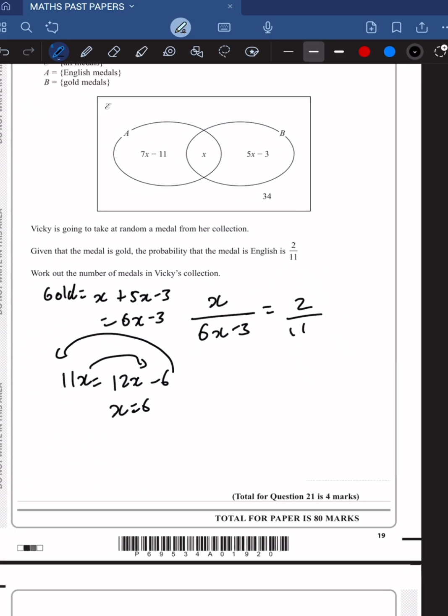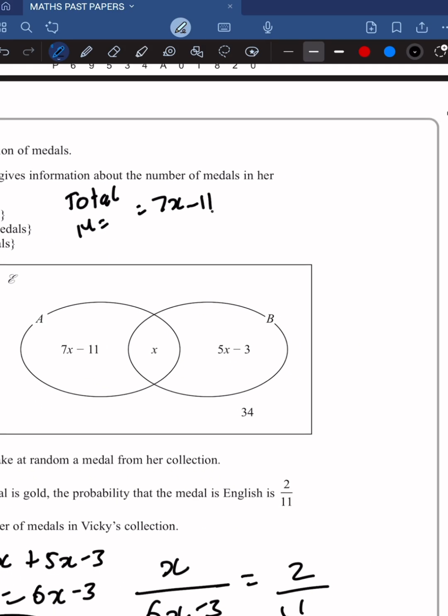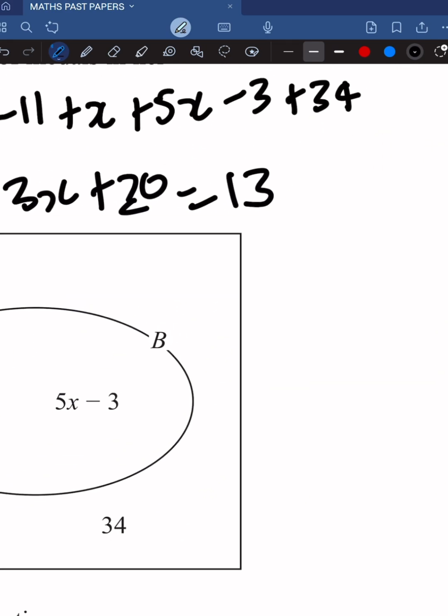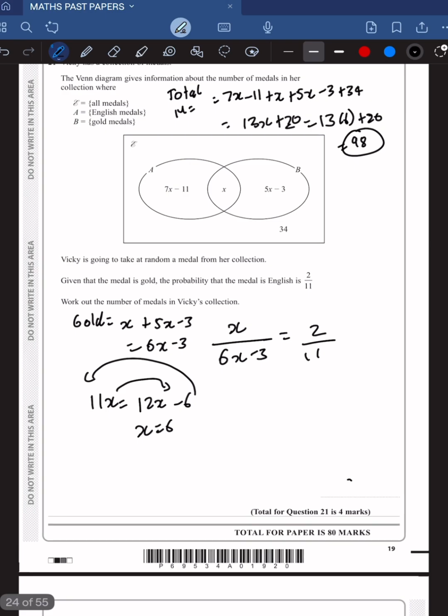Let's see the total now in terms of x. The total medals is 7x minus 11 plus x plus 5x minus 3 plus 34. Okay, now I'm going to use a calculator, just in case. Okay, never mind, I'm not. 13x minus 14 plus 34 is, of course, going to be plus 20. Now I know x is going to be 6. 13 times 6 is 78, plus 20 is going to be 98. So therefore our total number of medals is 98.